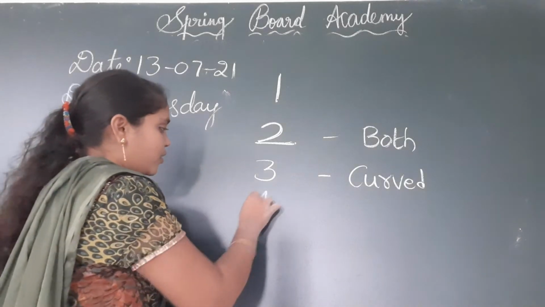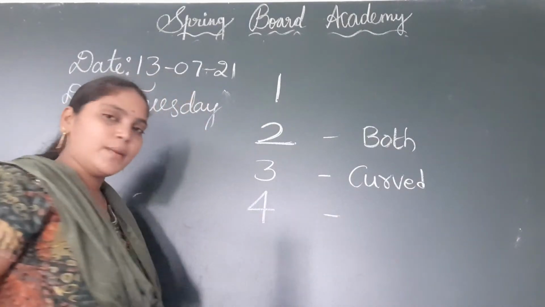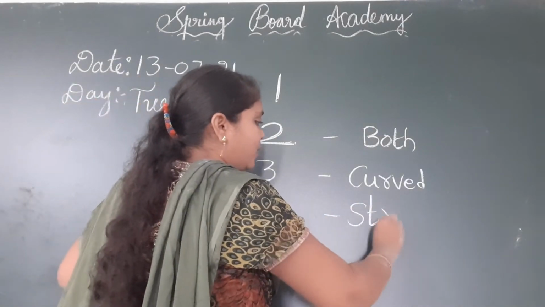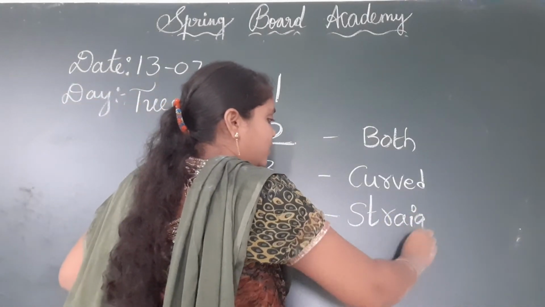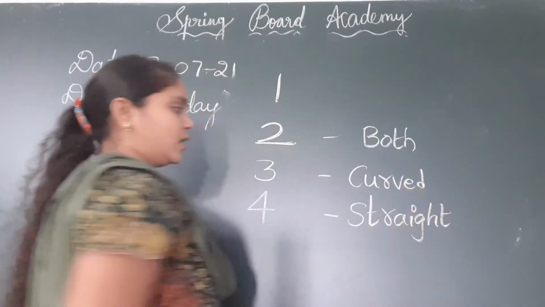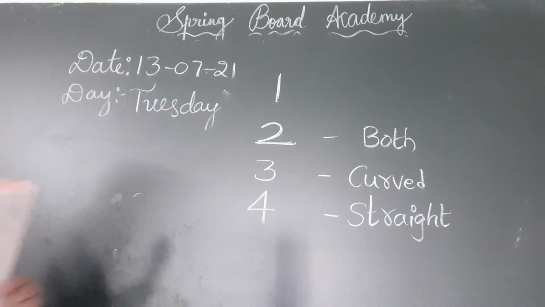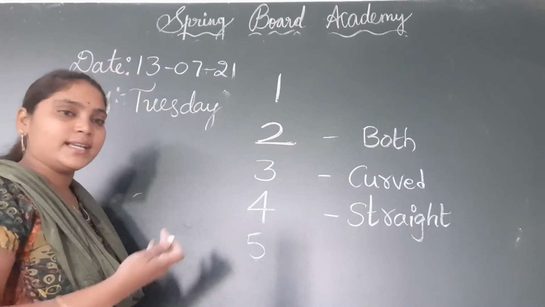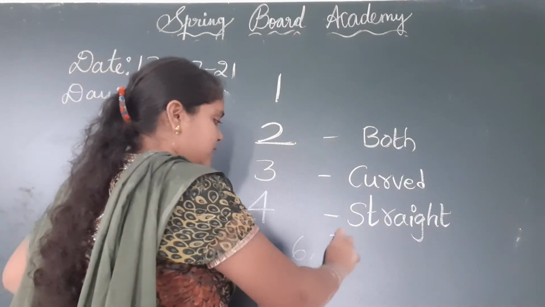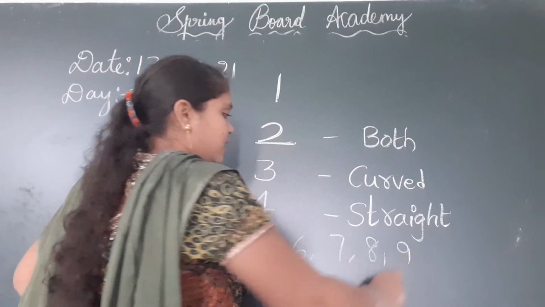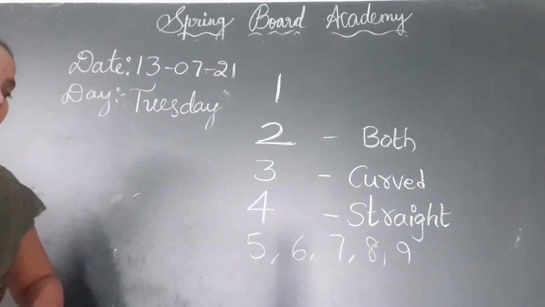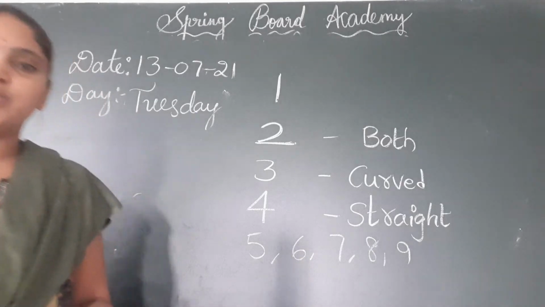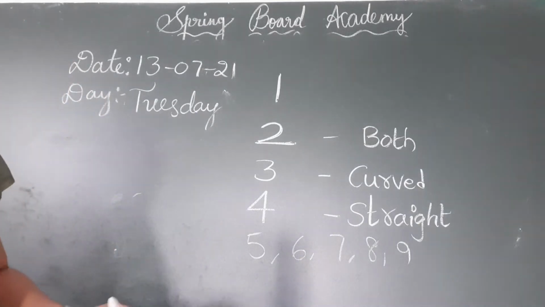Next, 4. Is this 4 formed by straight lines or curved lines? Yes, this is formed by only straight lines. So we have to check the remaining numbers also children. Is 5 formed by straight or curved? 6, 7, 8, 9, you have to check them. These are formed by straight lines or curved lines or both straight lines and curved lines. You have to check it.